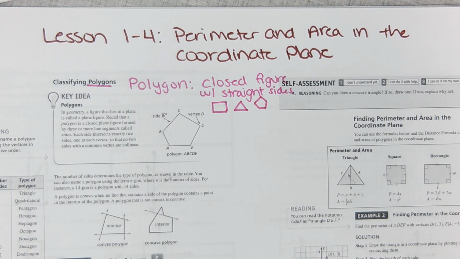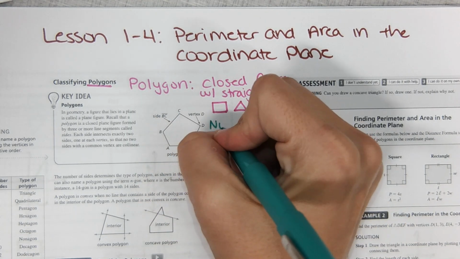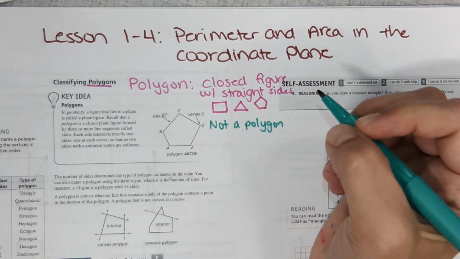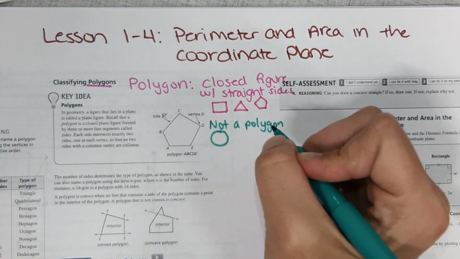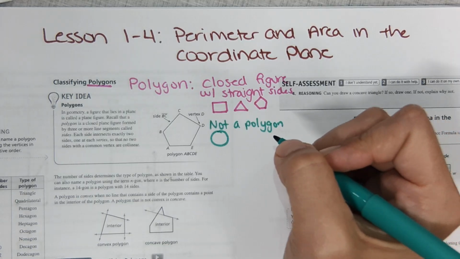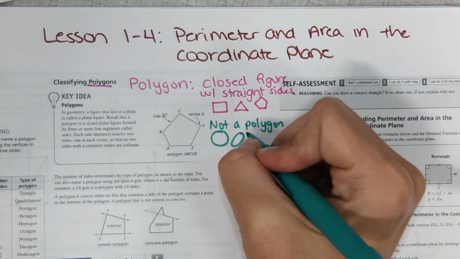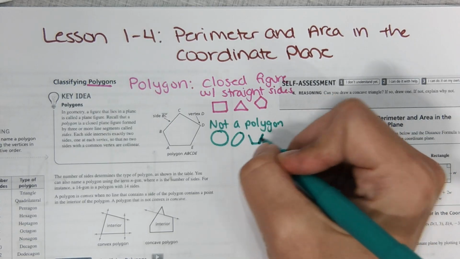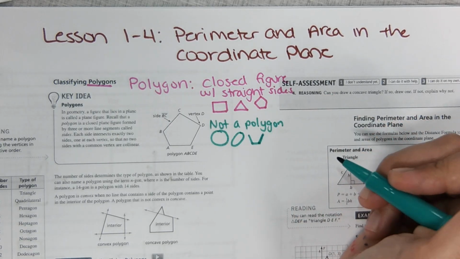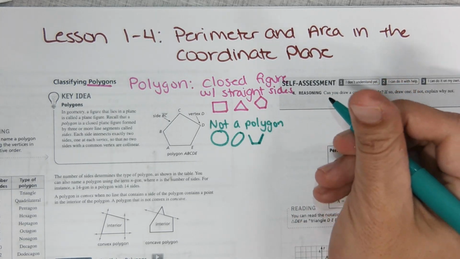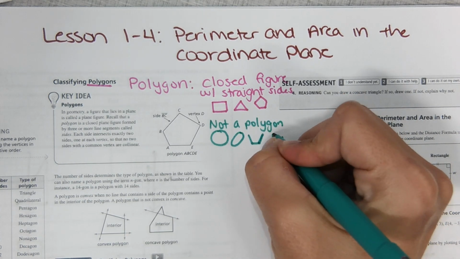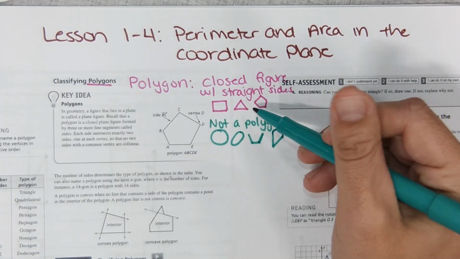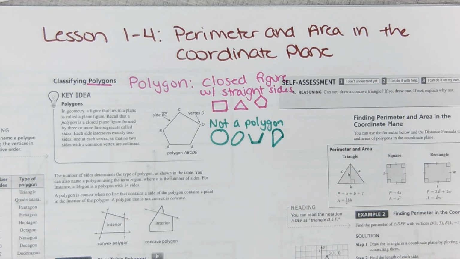So then what's not a polygon? Well, what is not a polygon would be like a circle. Doesn't have straight sides. It's closed, but it doesn't have straight sides. Or maybe an oval. Again, it's closed, but it doesn't have straight sides. Or maybe it has straight sides, but it doesn't close, it doesn't connect and close off. Or maybe it has some straight sides, but then some curved edges. This would be not a polygon. So for it to be a polygon, it has to have all straight sides and it has to be closed.